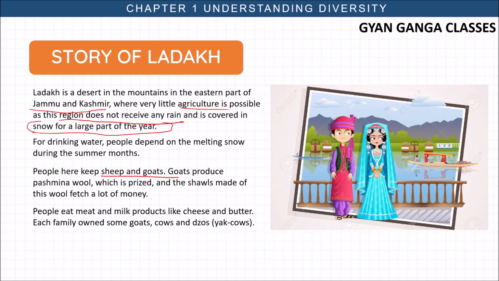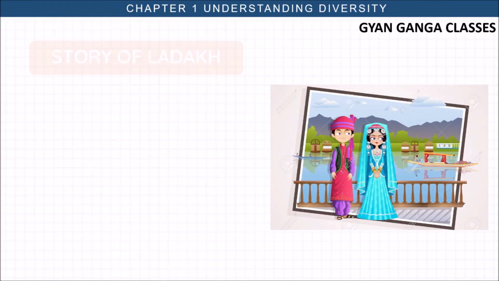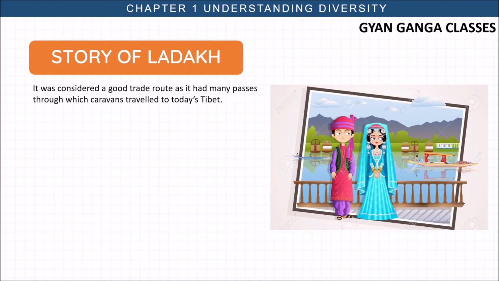Then people eat meat and milk products like cheese and butter. Each family owned some goats and cows. So see how the lifestyle in Ladakh is. Then it was considered a good trade route as it had many passes through which caravans travel today to Tibet.